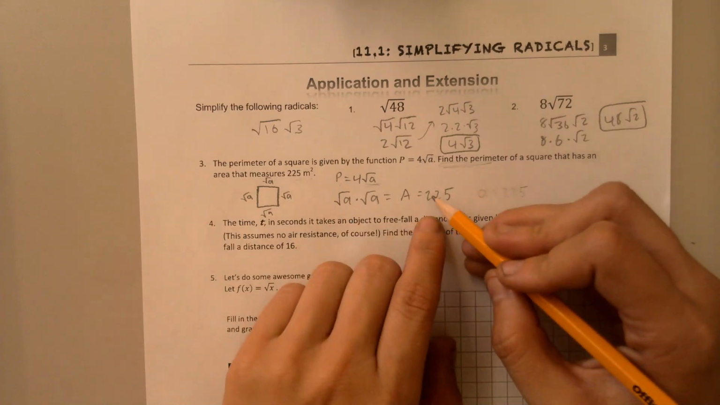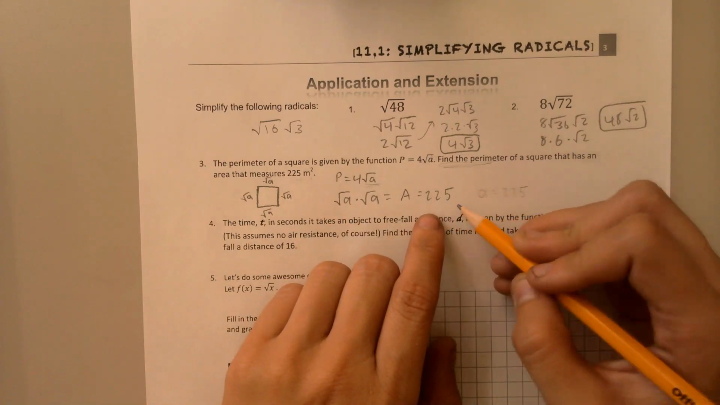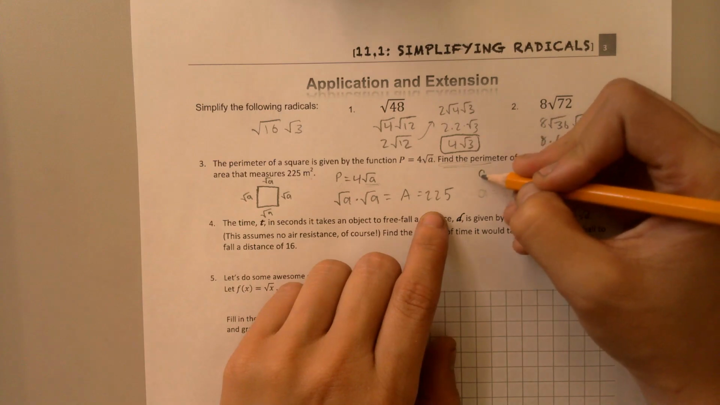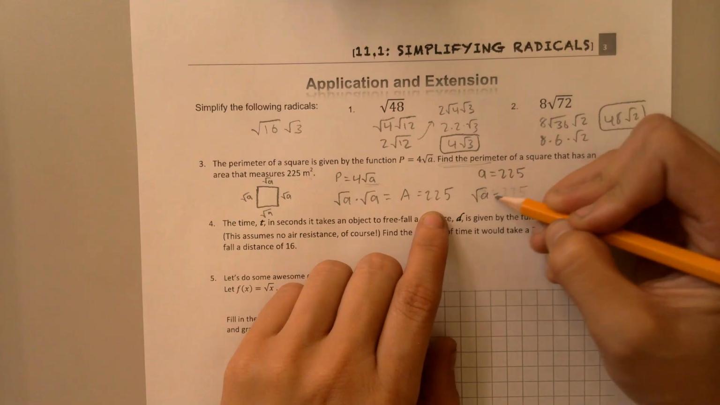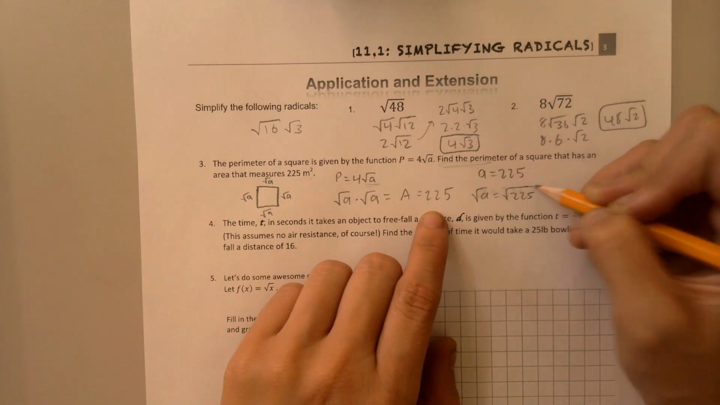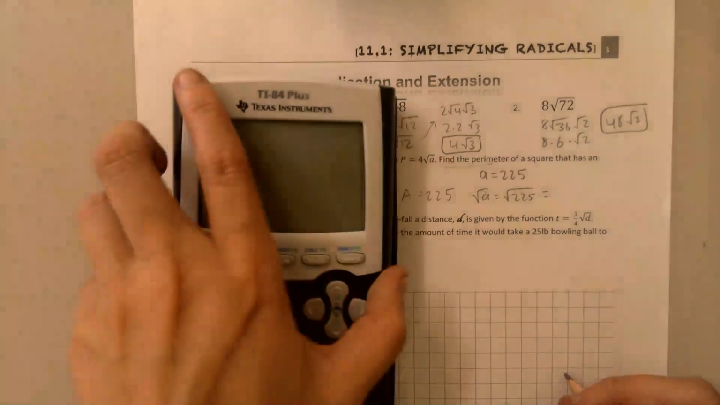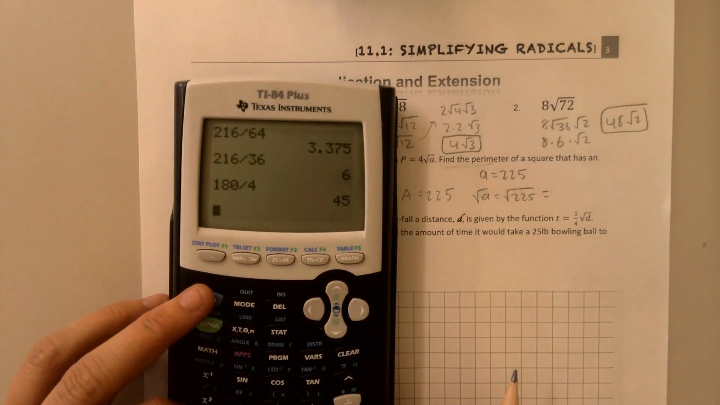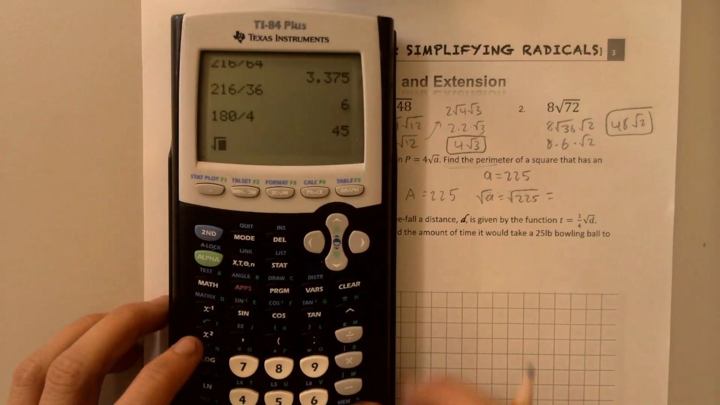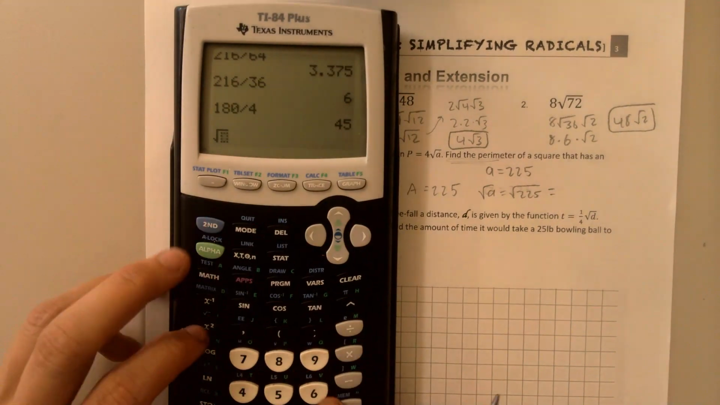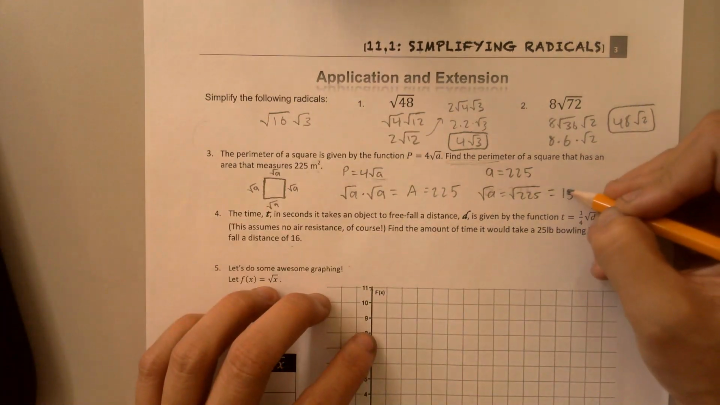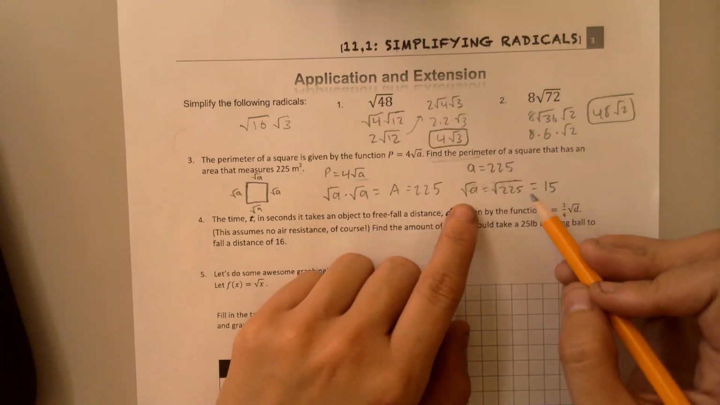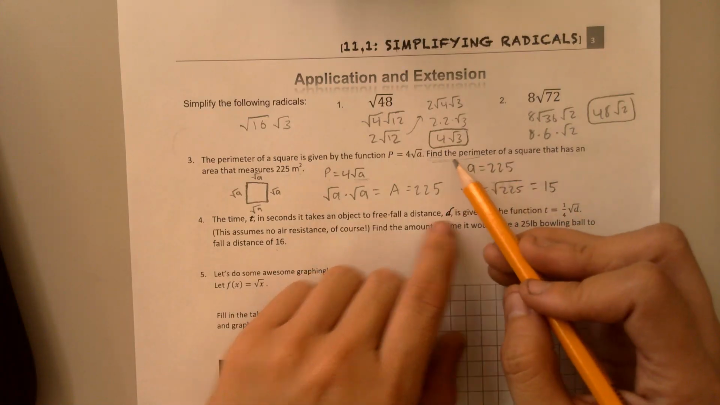We want to figure out two things that are multiplied by each other that equals that. So actually, yeah, let me go back. We have A equals 225, and we're trying to find the square root of A. So we need to take the square root of 225. The square root of 225, you should know, but you can also do in your calculator. Square root is right there in the blue, so you have to do the second button. 225 is 15.